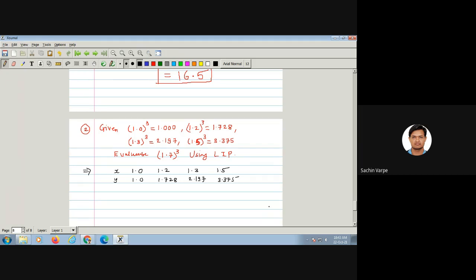So specifically, we have been asked to find the value of this using Lagrange's interpolating polynomial. In general, if we correlate the given things with the function y equal to x cube, because if you see, everything is given in terms of cube. So x cube, 1 cube is 1, 1.2 cube is this, 1.3 cube. So basically, what is the function here? X cube, right? Am I right?